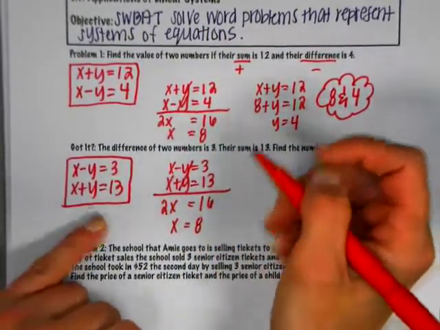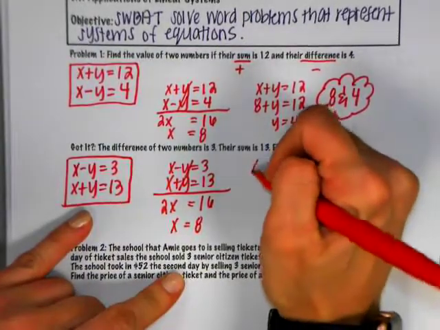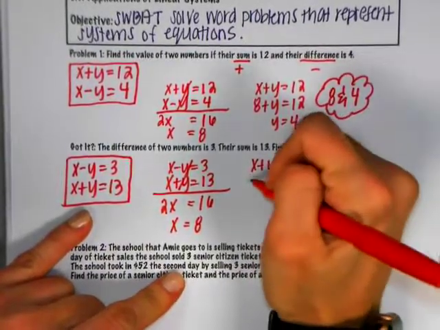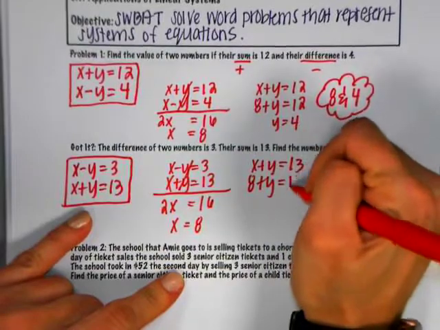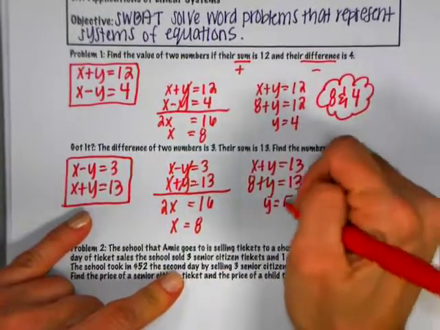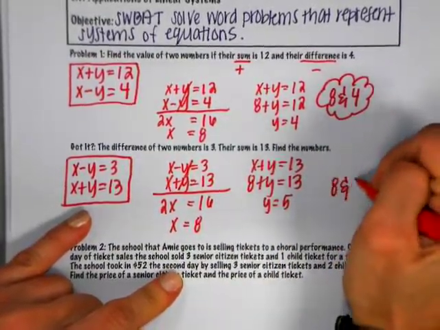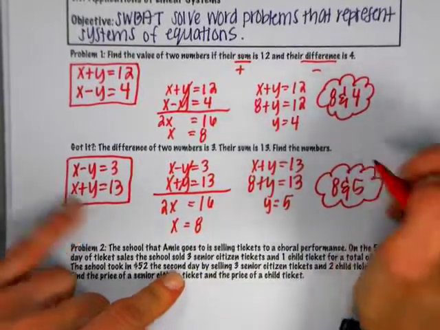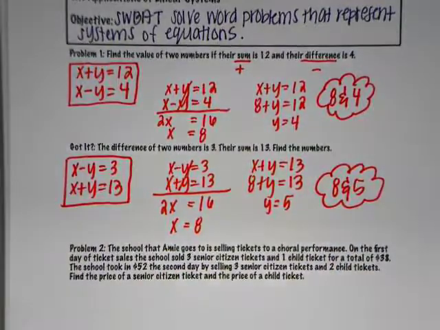Yep, and then I'm going to use the addition one just because it's easier. 8 plus y equals 13. So what does y equal? 5. Yep, so you should get 8 and 5. All right, any questions on that one? Okay.